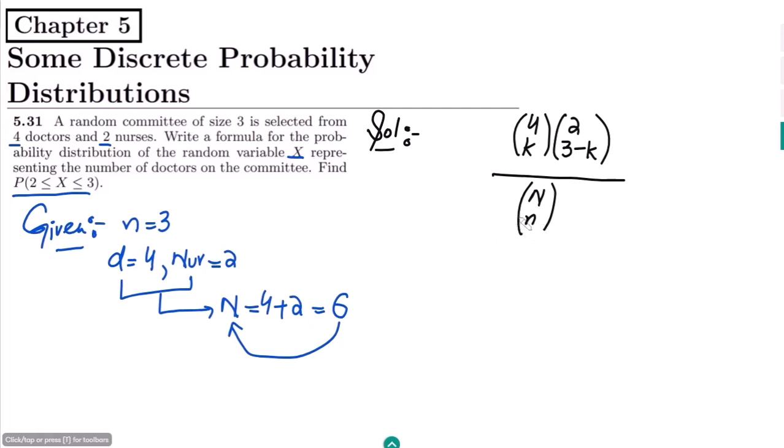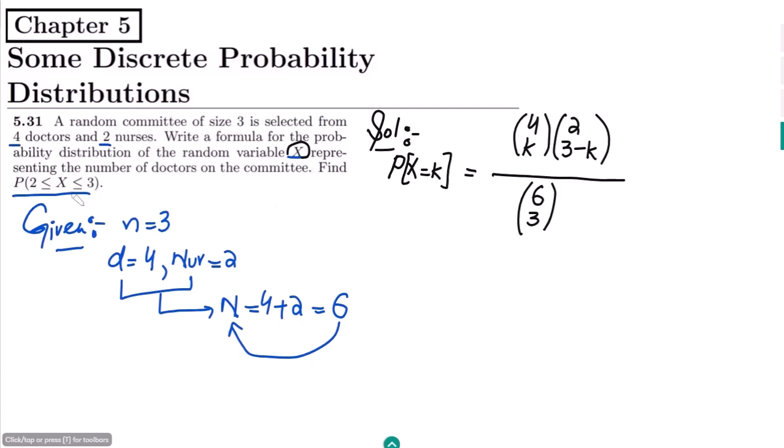Writing their values, it would be 6 choose 3. This is for k, and it is the probability that x, which is the number of doctors, is equal to k. This is the solution for part A of this question.